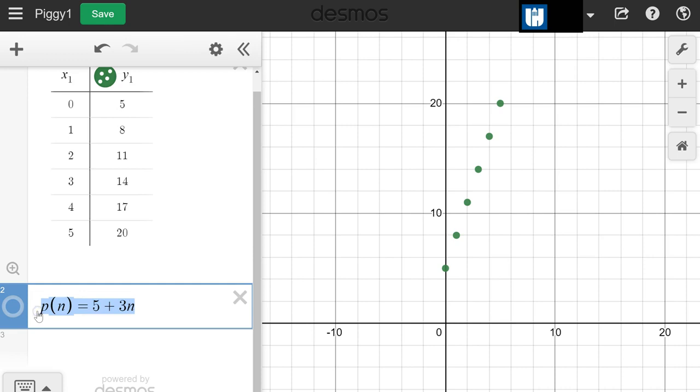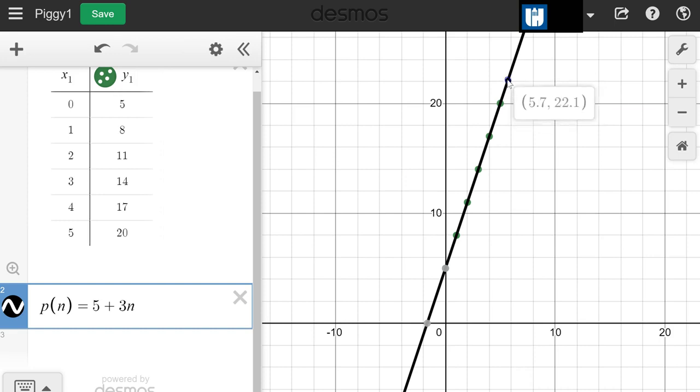This rule is still correct, this explicit rule is still correct, but we would only look at the input values of whole numbers. So if I were to take a look at this, I wouldn't want to look at points like this that are decimals.